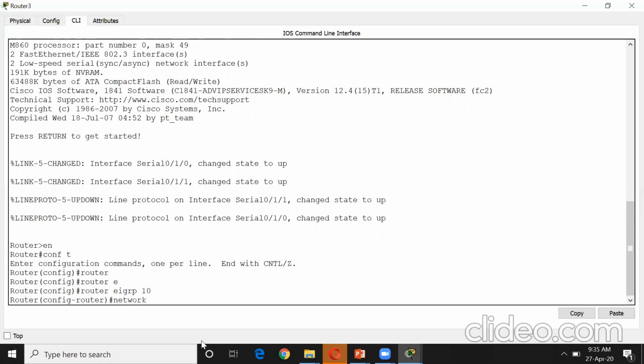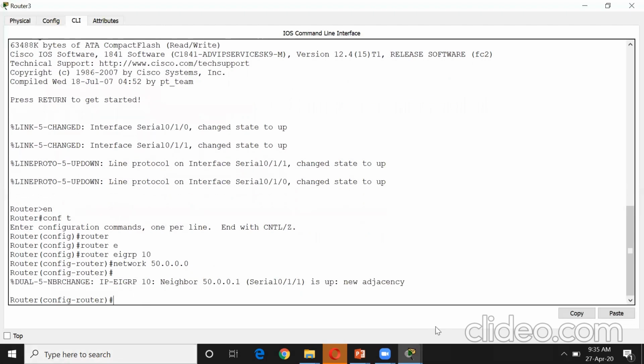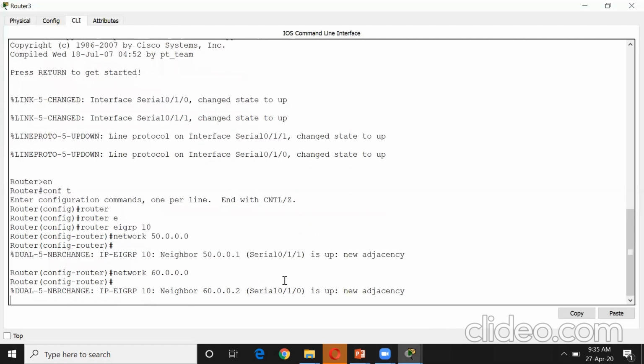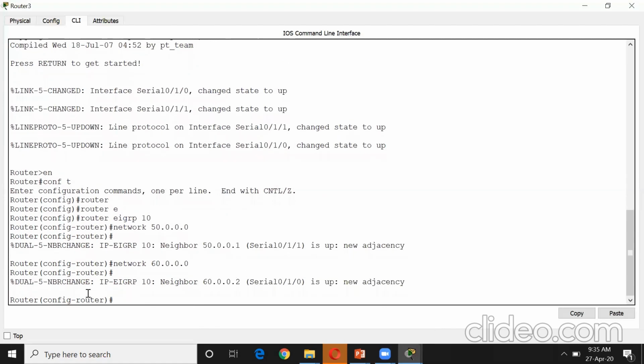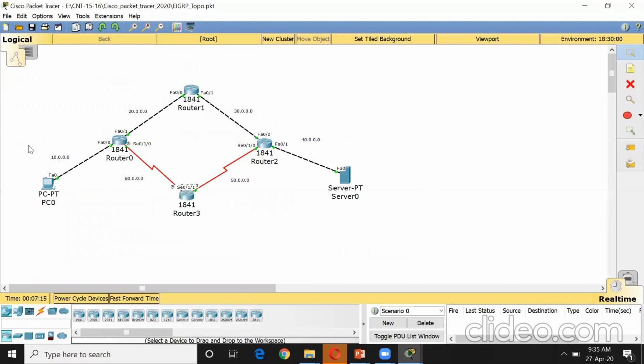So network 50.0.0.0. So you can see the new adjacency is established here. And next is network 60.0.0.0. Then a new adjacency. So clear with this. So here we have configured EIGRP on all the 4 routers. All the 4 routers have the EIGRP routing protocol configured.